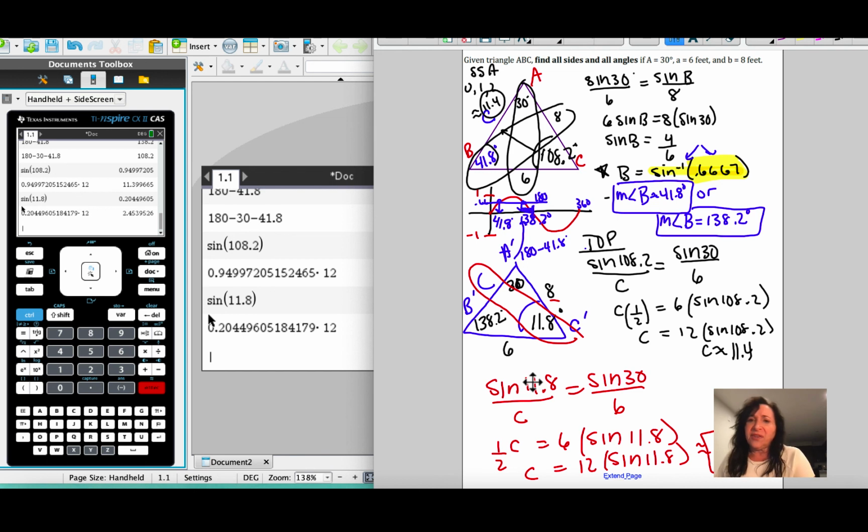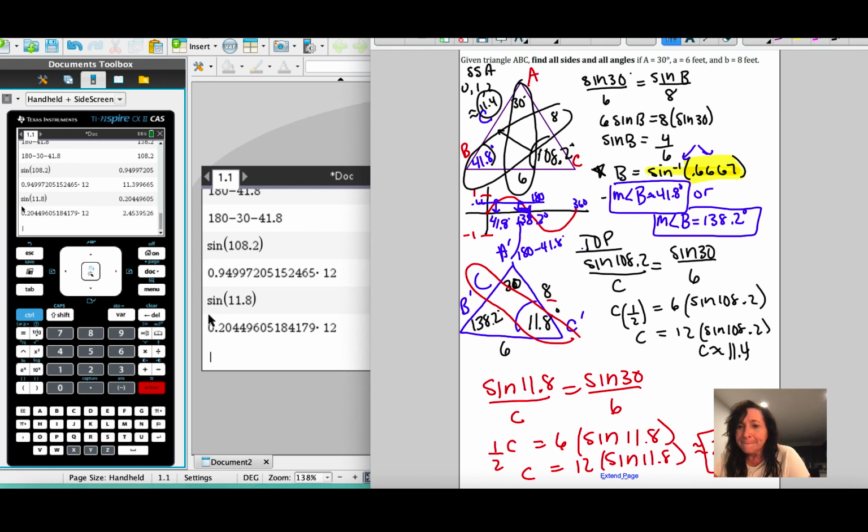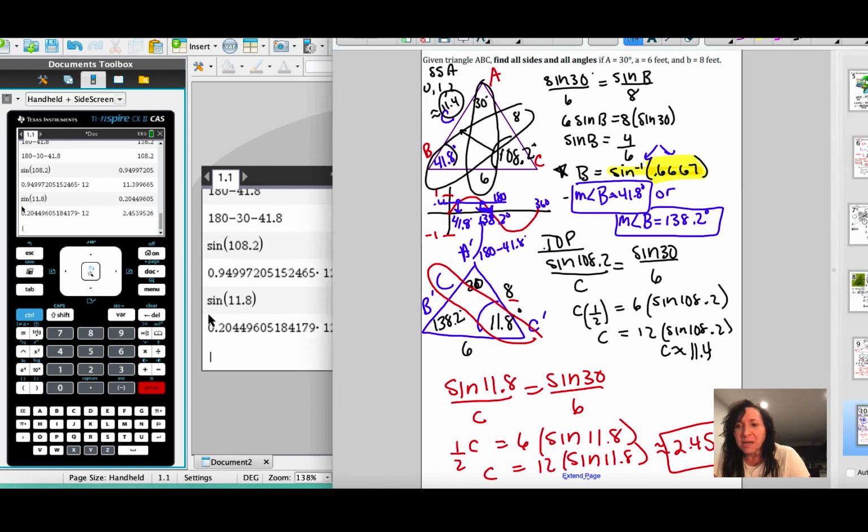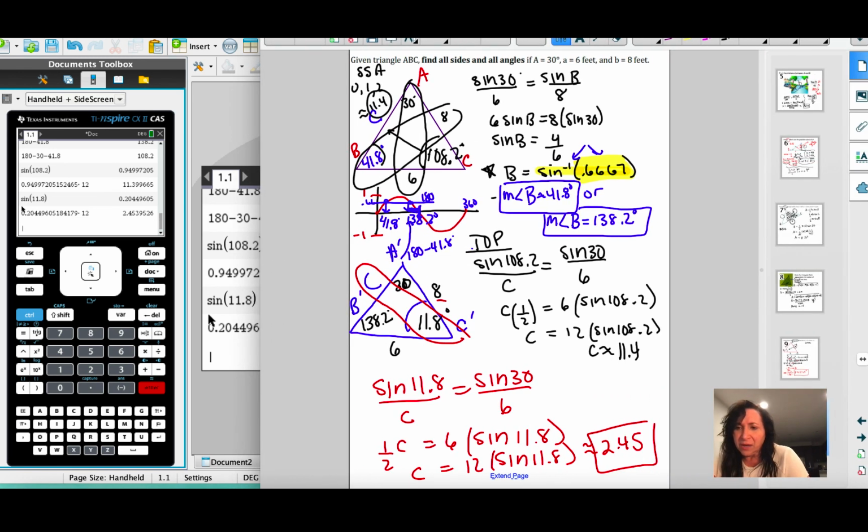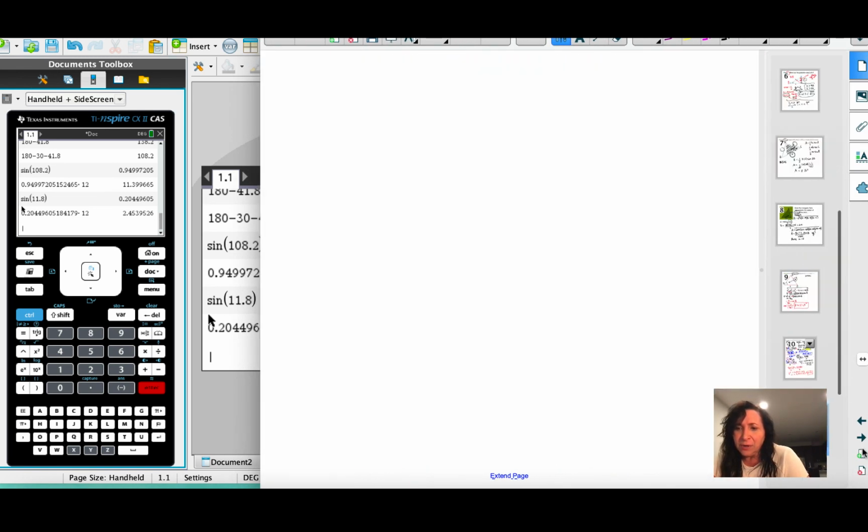I do want to say this one thing. We were given this triangle. This was a side-side-angle triangle, and I did say that I would show you how to do this again. So what I'm going to do is bring in another page. Give me one second. Let me bring in another page.